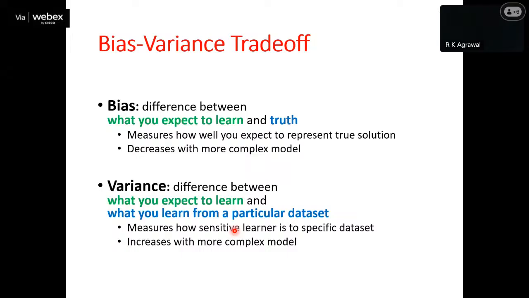So first of all, let us understand what we mean by bias and what we mean by variance. Bias stands for the difference between the output you are observing and the truth value. The difference between the two is said to be the bias. While variance talks about what you expect to learn and what you learn from a particular data. But the problem is that what you expect to learn is not known to you. What you are given is the truth value. You can see what you are learning, but what you are expected to learn is not given to you.